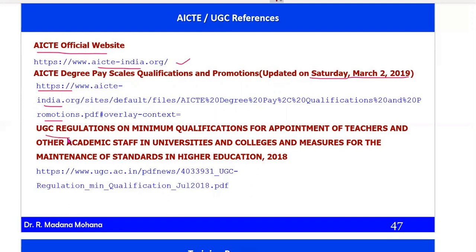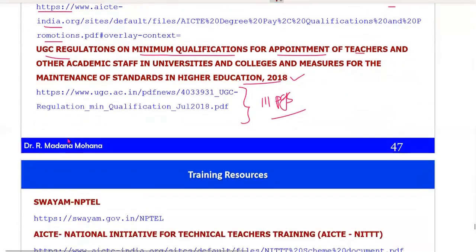Then UGC regulations on minimum qualifications for appointment of teachers and measures for maintenance of minimum standards in higher education, 2018. UGC published the final approved regulations. In this link, there is a 1111-page document, the Gazette notification. After this, AICTE released its regulations in 2019 by following the UGC regulations. So these are all the AICTE and UGC regulations as per the latest revisions.